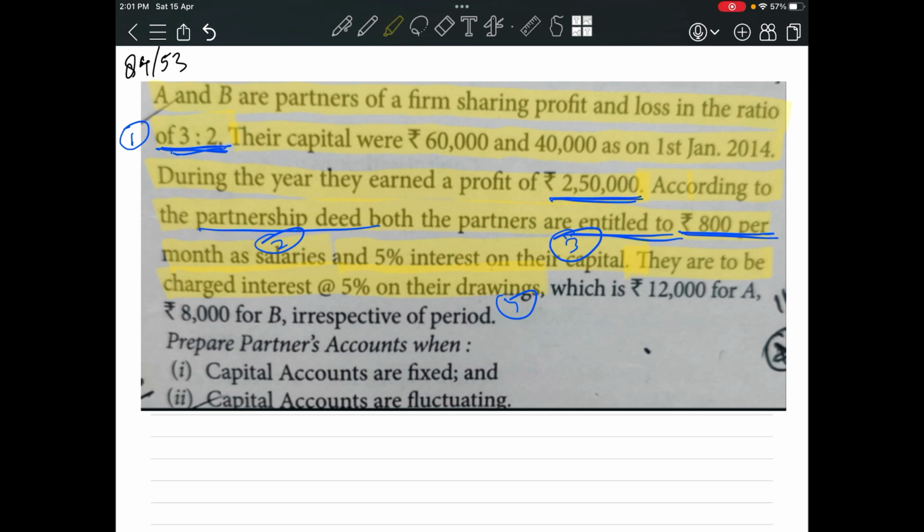Okay, now on the drawings, which is 12,000 for A and 8,000 for B respectively for the period. Now what is this amount? This amount of 12,000 and 8,000 is the amount for drawings. Okay, this is the amount of drawings and we have to calculate interest on drawings from this amount. Okay, simple.